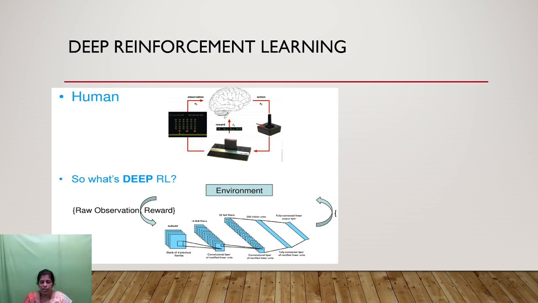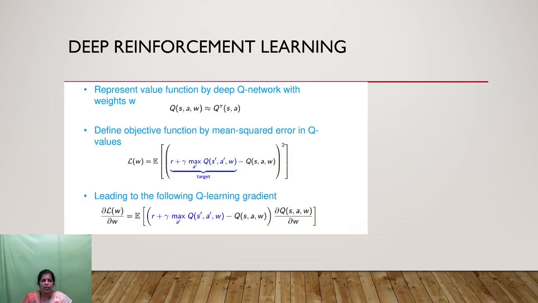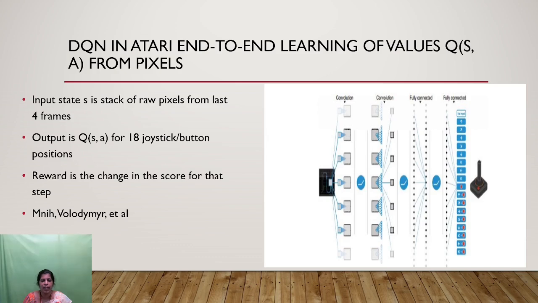Based on the state, it will get a reward. The value function of this Q network is defined over state and action, and we define the objective function here. The softmax and Q-learning gradient will be used. The input state, as we know, is raw pixels, and the output is for Atari. The input is the raw pixels from the last frame, the output is a joystick position, and the reward is the score for each movement.